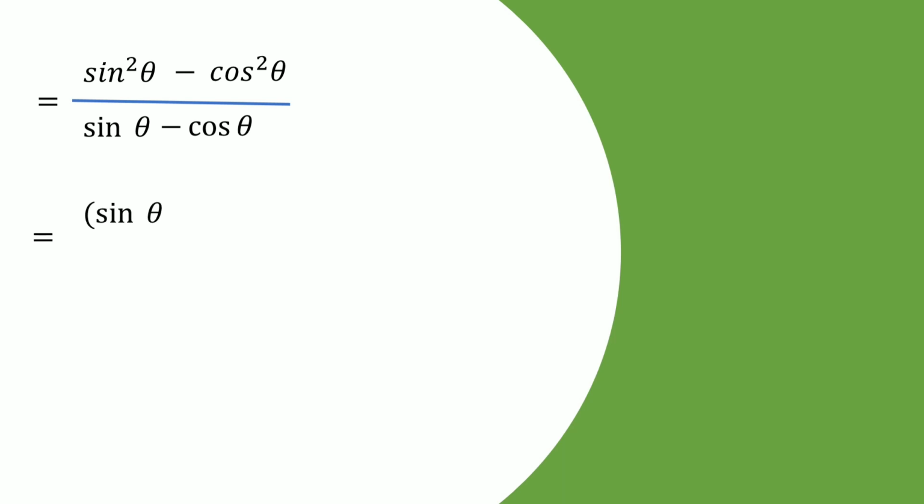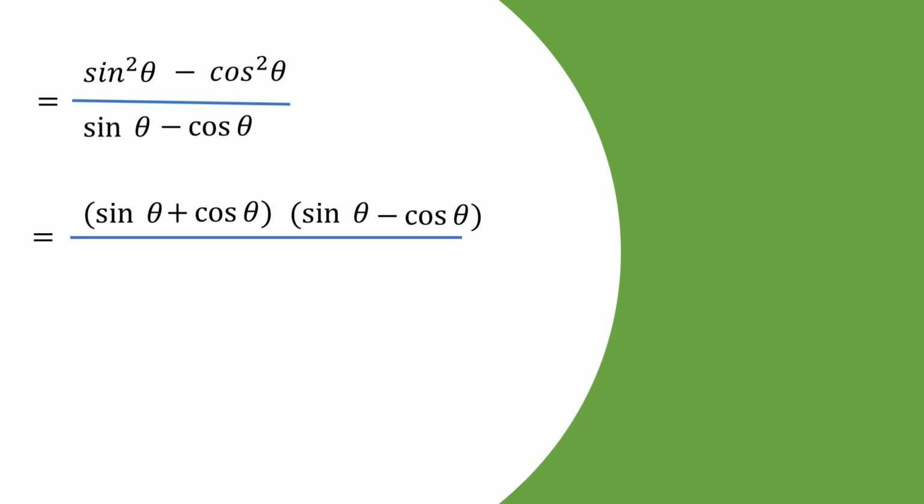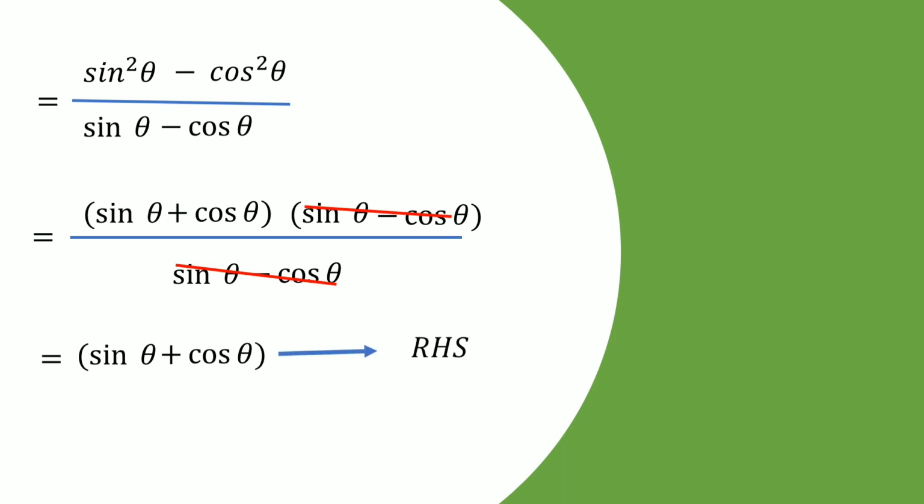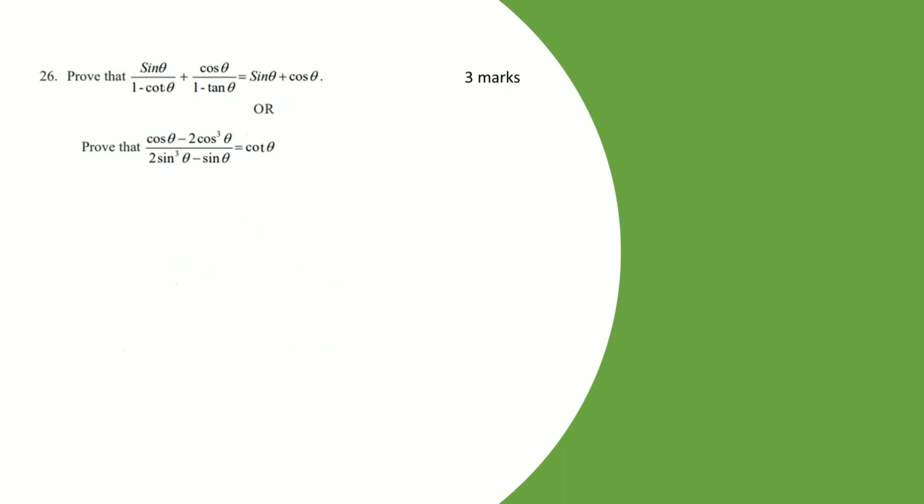The numerator can be rewritten as sin theta plus cos theta into sin theta minus cos theta by using the identity a square minus b square is equal to a plus b into a minus b, over sin theta minus cos theta. Here you can observe that these two can get cancelled. The remaining thing is sin theta plus cos theta, which is RHS, hence proved.